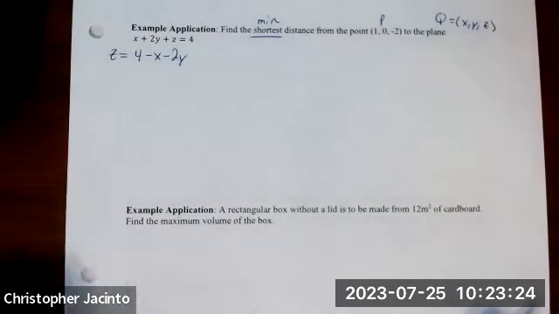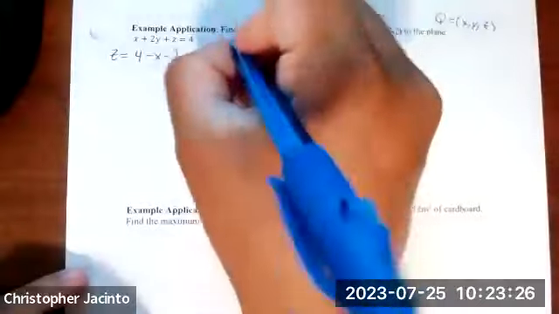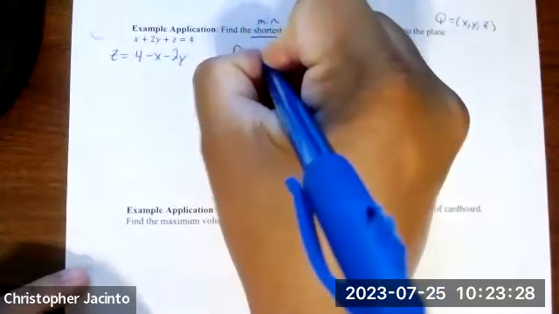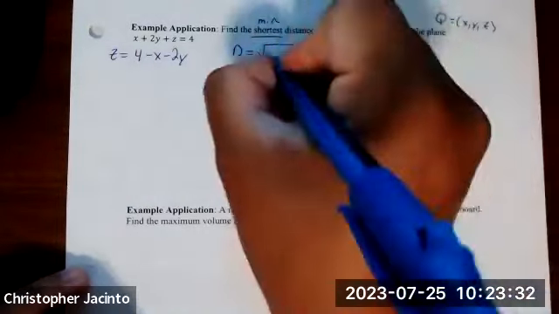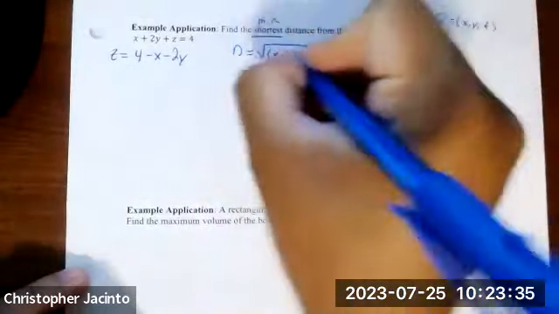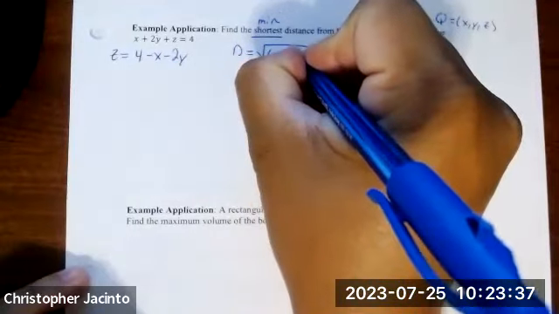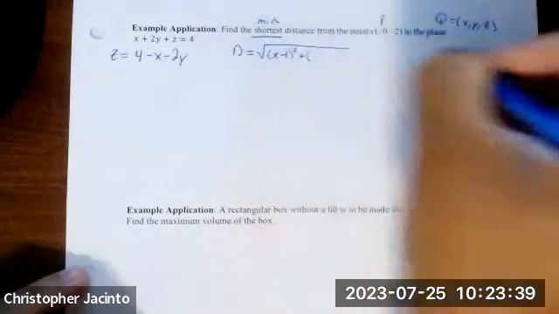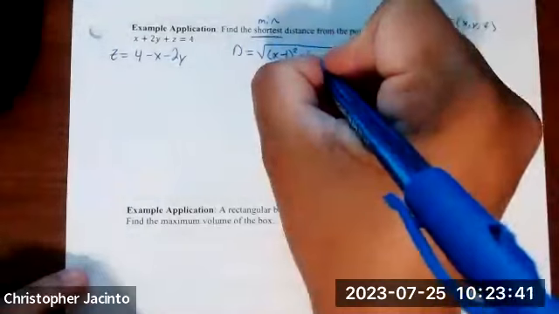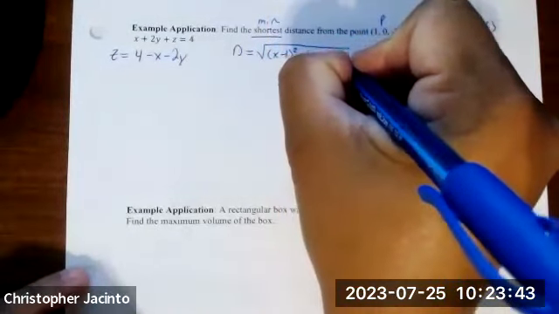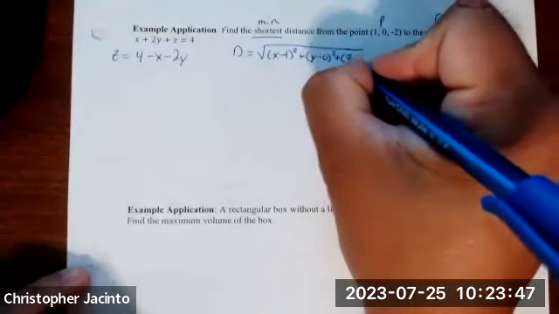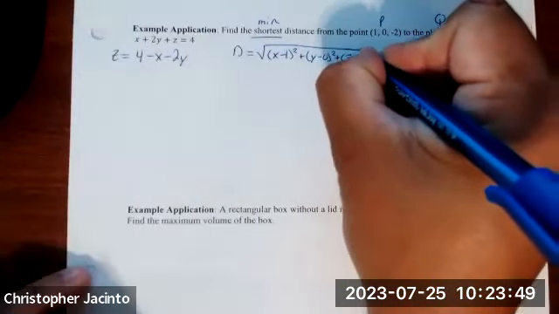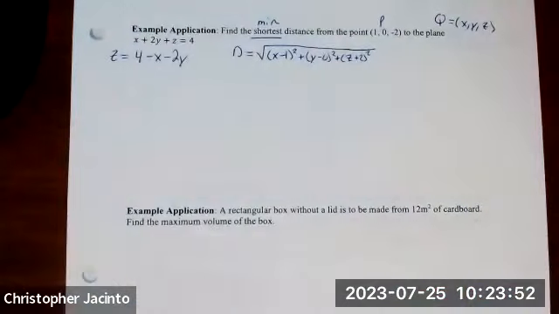Okay. So the distance equation is this point minus that point. So it's going to be (x minus 1) squared plus (y minus 0) squared plus (z plus 2) squared. Right, so we want to minimize that distance between that point and a point on the plane.